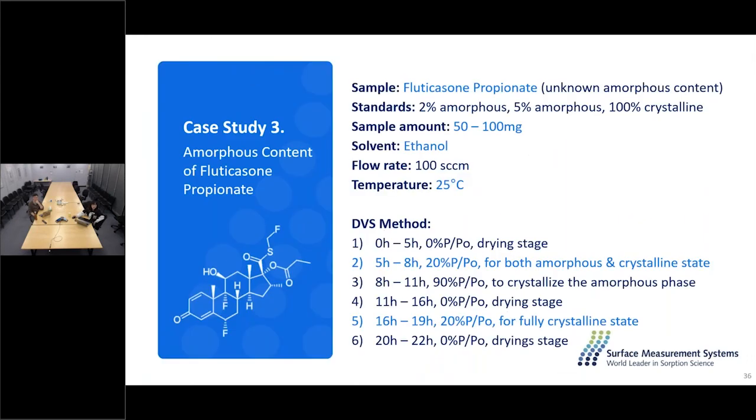So I have a case study here with an API sample. We use about 50 to 100 milligrams of the sample for the analysis. And here we use ethanol as a probe molecule that will induce the crystallization inside the material.